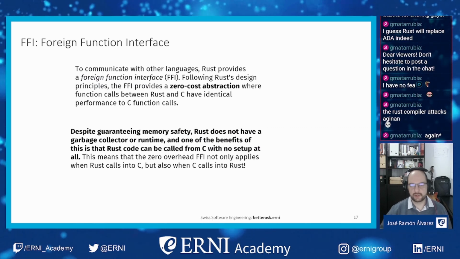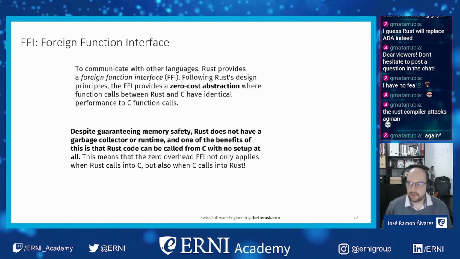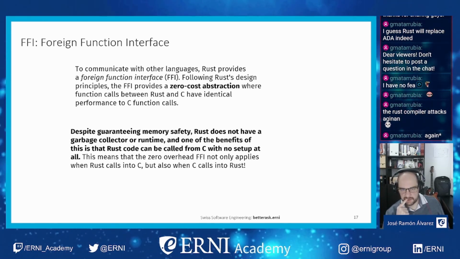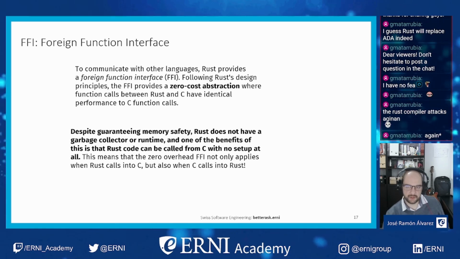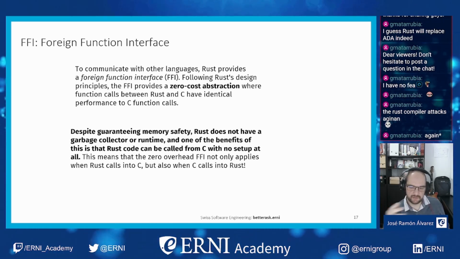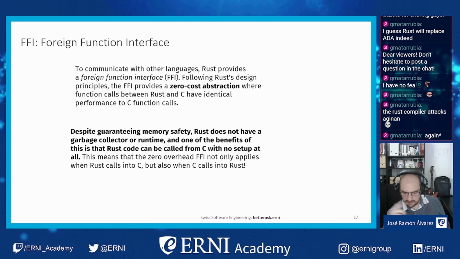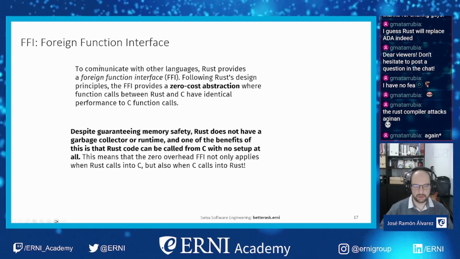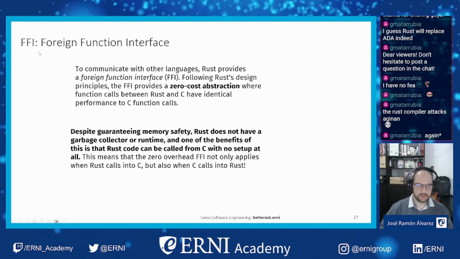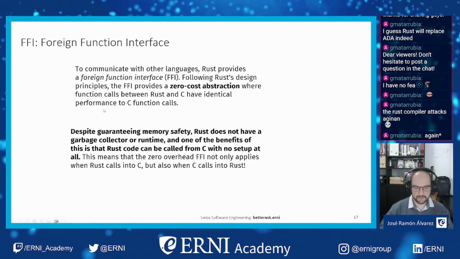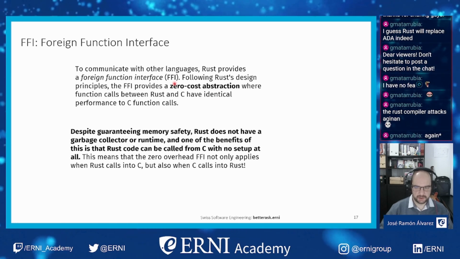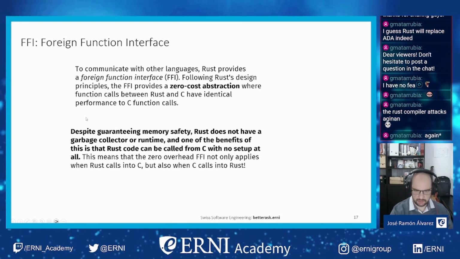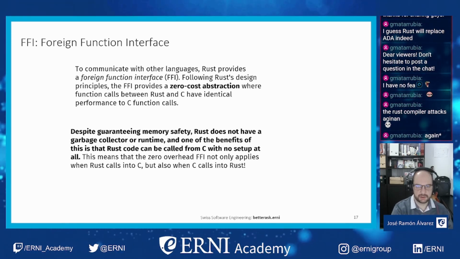Well, we talked before about interoperability in the strategy that probably is going to happen in the next 20 years about the switching from memory unsafe programs to memory safe. And that interoperability in Rust can be done by using the foreign function interface, which is an interface to communicate with other languages. Ideally, zero cost abstraction, no overhead, and everything should run as smooth as usual.